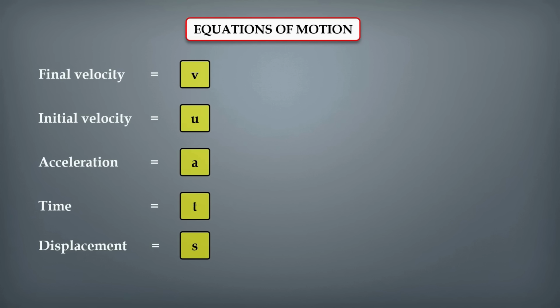The first equation of motion states that the final velocity is equal to the initial velocity plus acceleration multiplied by time.